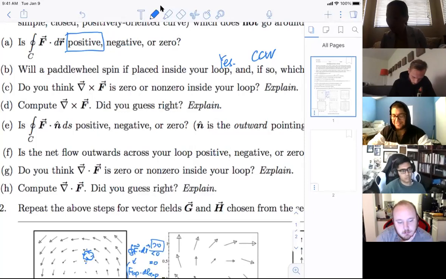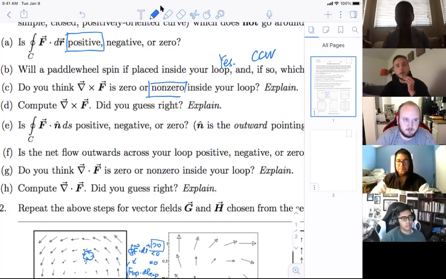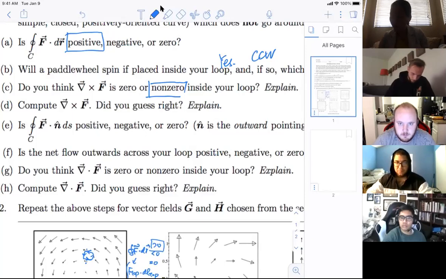A third question: do you think the curl is 0 or non-zero inside the loop area? It's non-zero, because we have a paddle wheel. If you look at this intuitively, you say it's non-zero. If you had looked at this conceptually by looking at the line integral, you also have the same result. It's non-zero, it's positive.